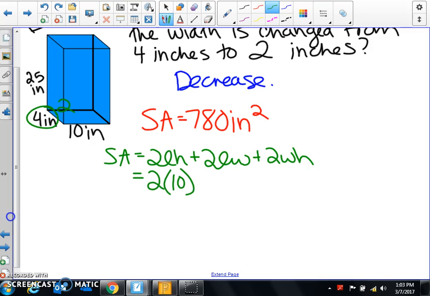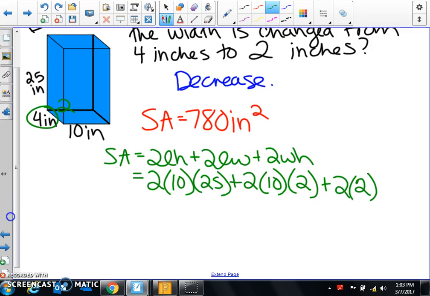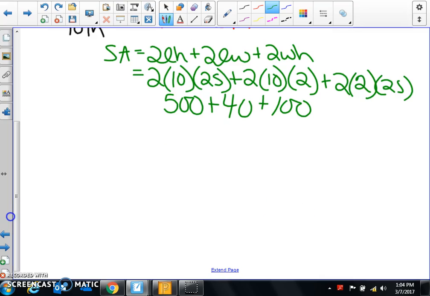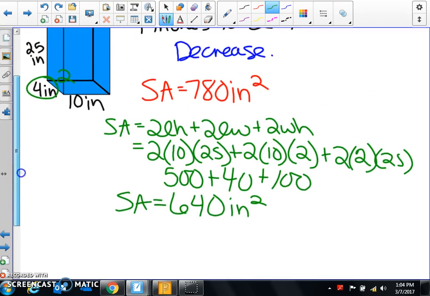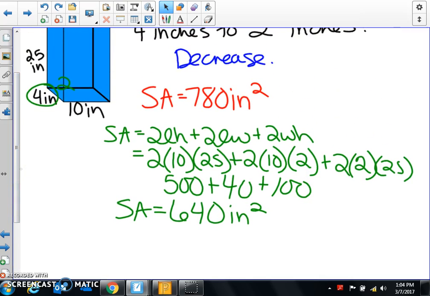Length is 10, height is 25. Length is 10, width is 2. Width is 2, height is 25. Okay, so then 2 times 10 is 20. 20 times 25 is 500. Then 40 and 100. So all together, my surface area is 640 inches squared. So let's see if we were right. So yes, it did decrease, and then we actually have to calculate it.